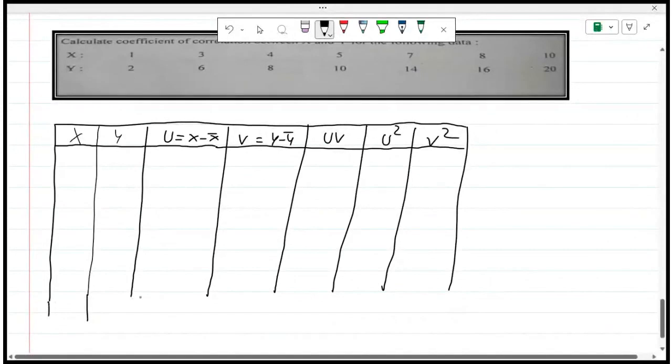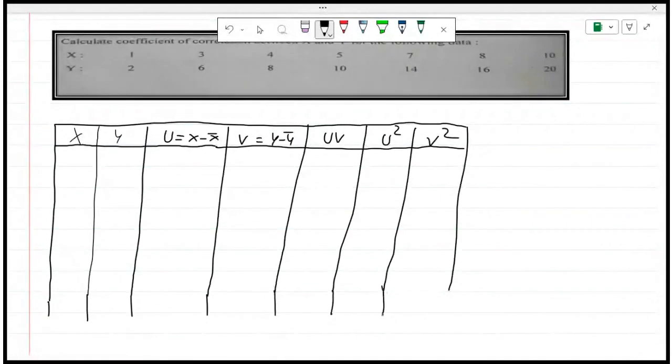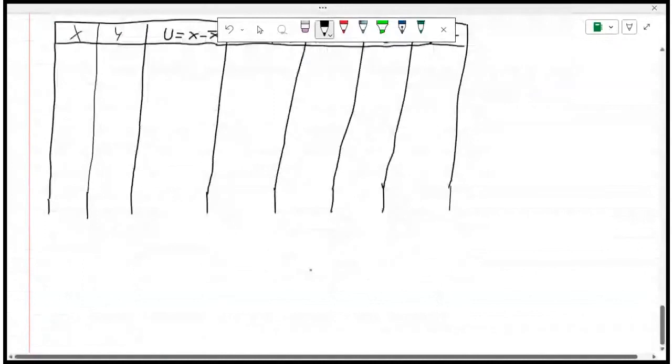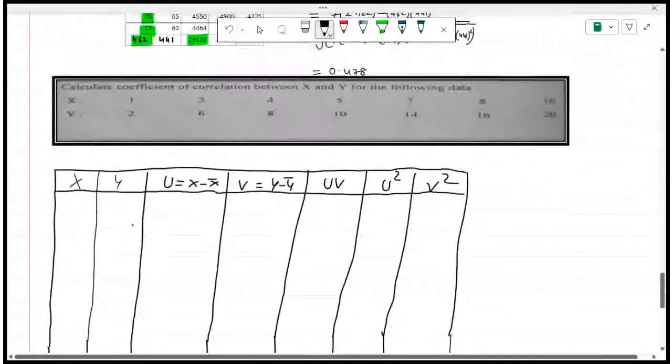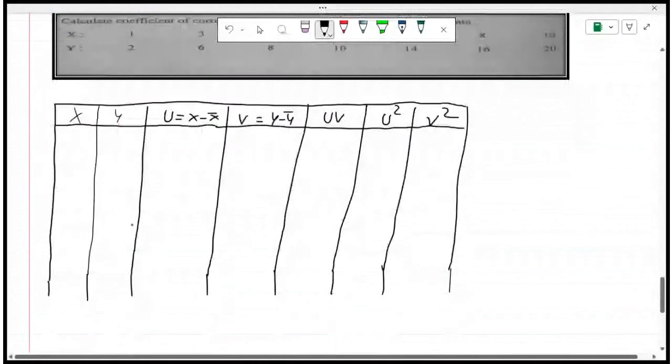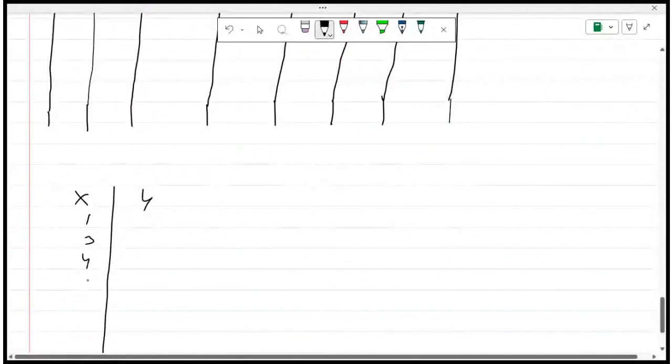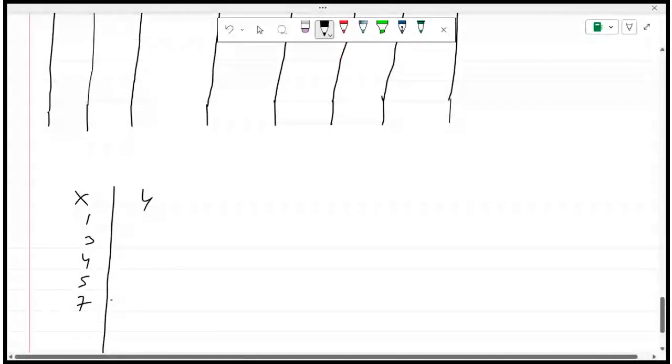So I think I will do it using the second method and you do it using the first method. I will do the first method also, but in Excel, because I don't want the hassle in this kind of point calculation. So I am doing the second method here, x and y. The x values are 1, 3, 4, 5, 7, 8 and 10.